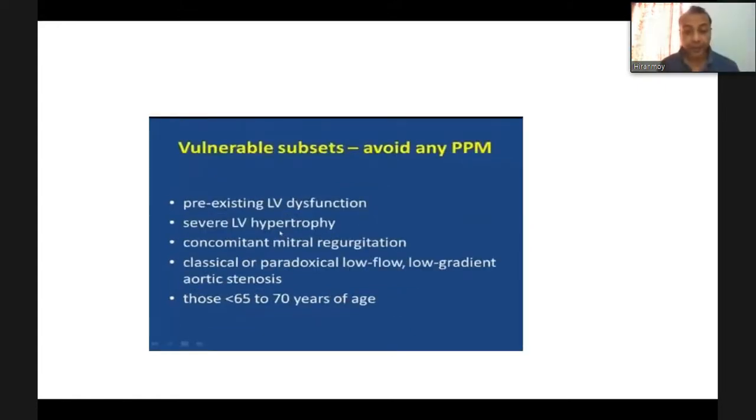Vulnerable subsets should avoid any patient prosthetic mismatch. Who should avoid patient prosthetic mismatch? These patients should be properly evaluated before surgery: those who have pre-existing LV dysfunction, severe left ventricular hypertrophy, concomitant mitral regurgitation, classical or paradoxical low flow, low gradient aortic stenosis, and those whose age is less than 65 to 70 years. These patients should be properly evaluated before putting in any prosthesis to avoid patient prosthetic mismatch.